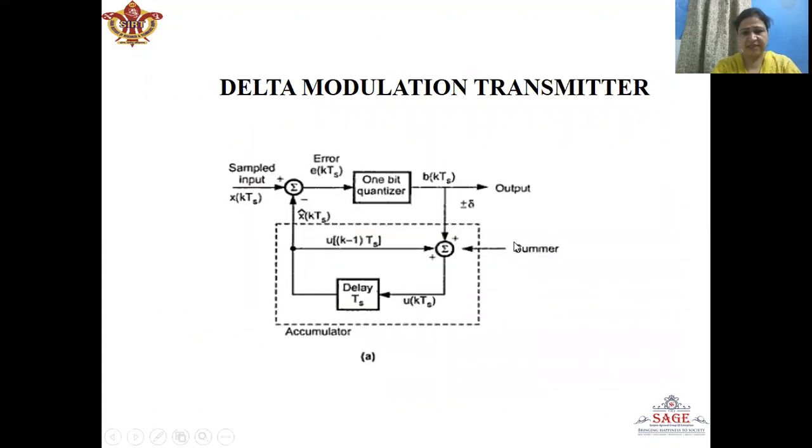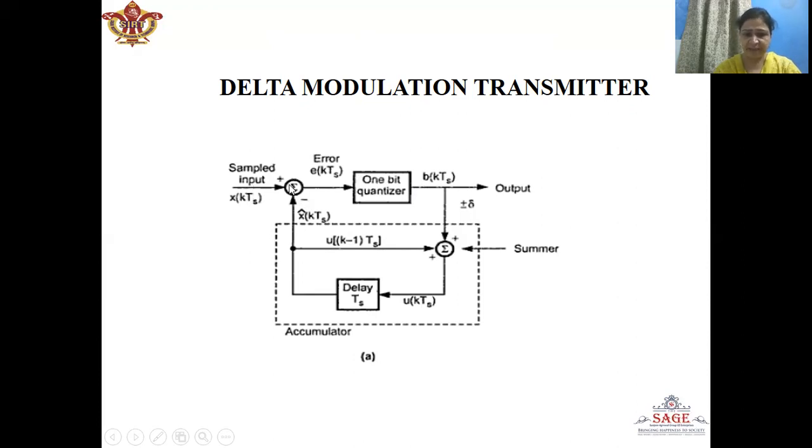Now, here we can see the transmitter block diagram of the delta modulation system. First we can see the sampled input, which is the sampled version of the message signal. This sampled input is compared with the previous sample approximation. The difference between these two samples is denoted as the error signal e(kTs). This error signal is given to the 1-bit quantizer, which will convert it into the signal b(kTs).